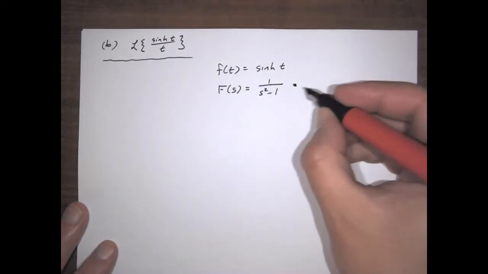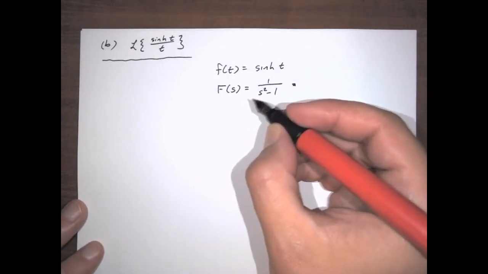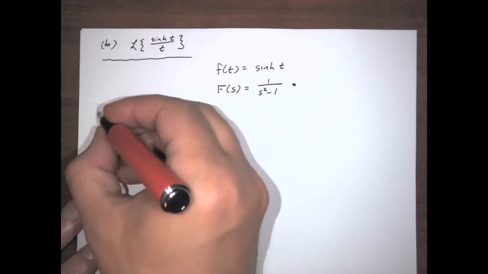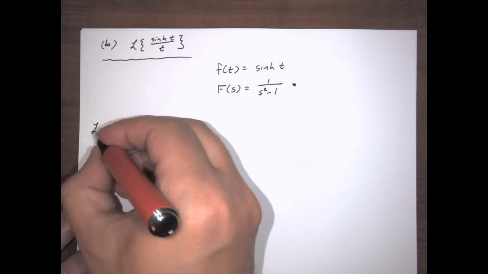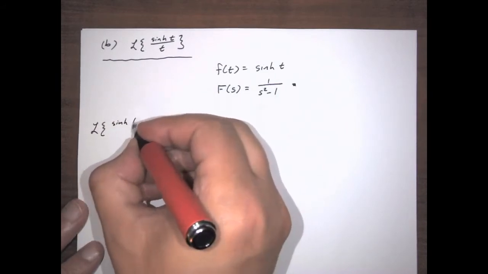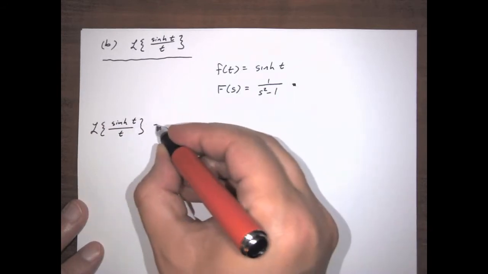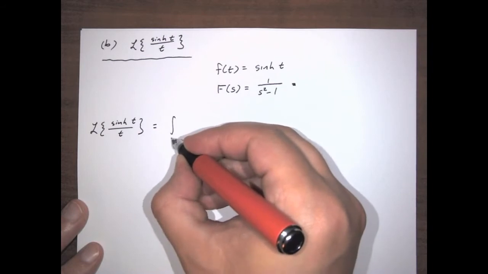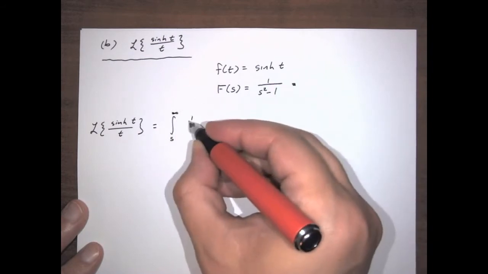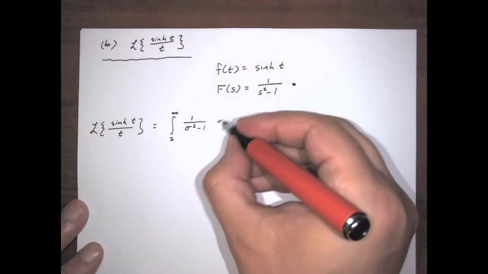So now then, we would be interested in finding the integral of this as s goes from 0 to infinity. So then what that means is the Laplace transform of sinh t divided by t is going to equal the integral from s to infinity of F(s), which is going to be 1 over sigma squared minus 1 times d sigma.